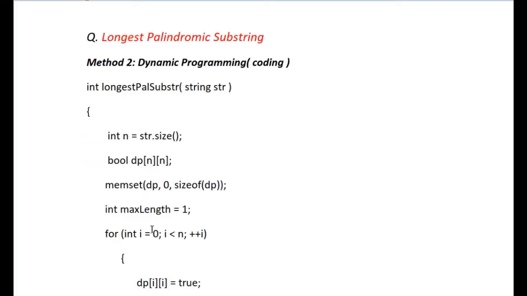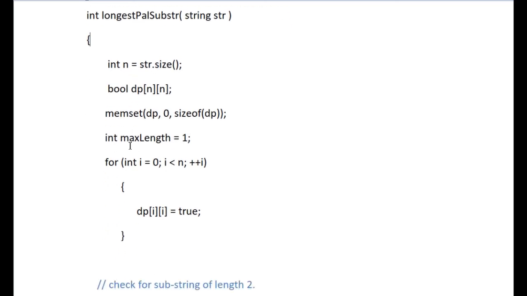So let's discuss the code part of this method. We have created a function which will return the longest palindromic substring, and in this we pass a string str. First let us calculate the length of the string, that is str dot size. Dot size is an inbuilt function in the C++ standard library which returns the size of the string. Then we declare a boolean dp matrix.